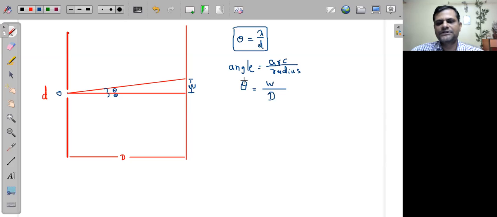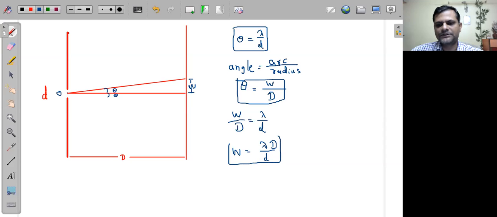So here if you just equate these two formulae for theta, तो ये जो फॉर्मूले थीटा के लिए हमको मिल रहे हैं, उन दोनों के लिए अगर हम इक्वेट करेंगे तो हमको मिलेगा W upon capital D is going to be actually equal to lambda upon small d, so that we can just get this W to be simply equal to lambda into capital D upon small d. So this is a very important formula for this in this diffraction here.